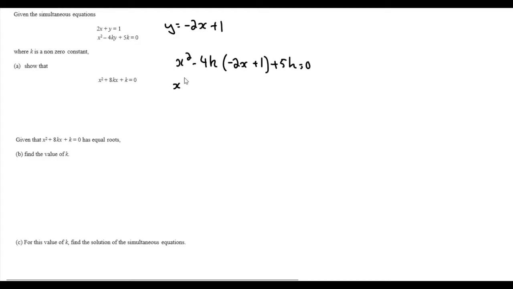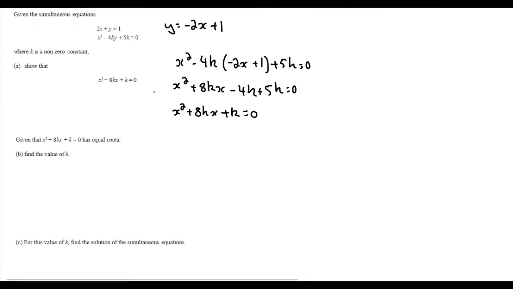Expand the brackets, x squared, and then minus 4k times minus 2x. So the minus 4 times the minus 2 will be a positive 8, and you've still got your kx. And minus 4k times 1, which is minus 4k, plus 5k equals 0. Bring the like terms together, x squared plus 8kx, and minus 4k plus 5k just leaves you with a single k to equal 0. We have shown the quadratic.